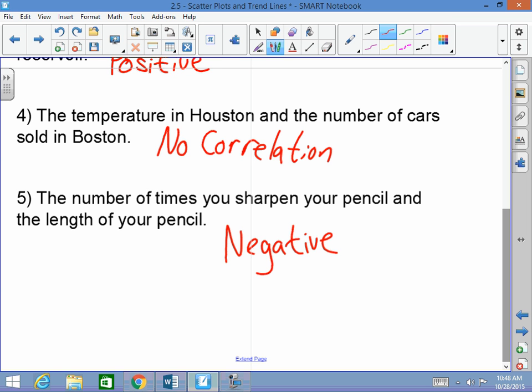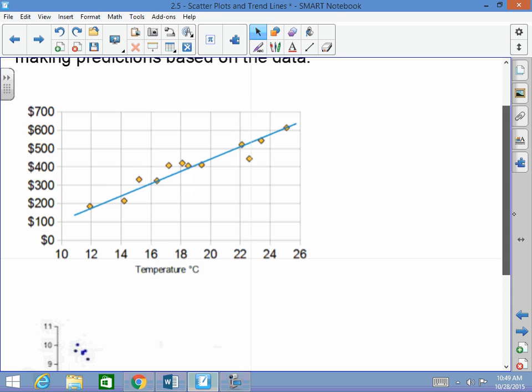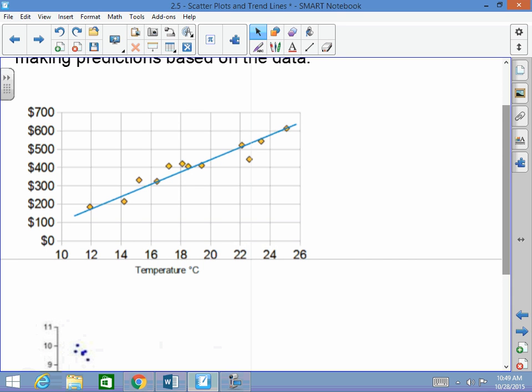Okay. Now, let's wrap this up. Trend line: the line drawn on a scatter plot, which helps show the correlation more clearly. It is also helpful when making predictions based on data. I have for you here again a scatter plot that shows the temperature in Celsius and the cost of your electric bill. When you're drawing the trend line, the goal is to try to draw a line that's in the center of all the data.